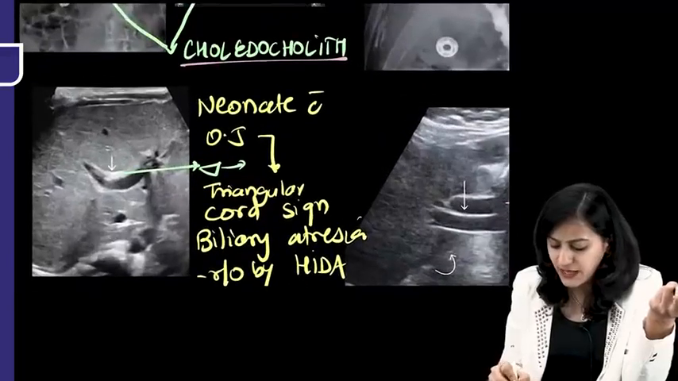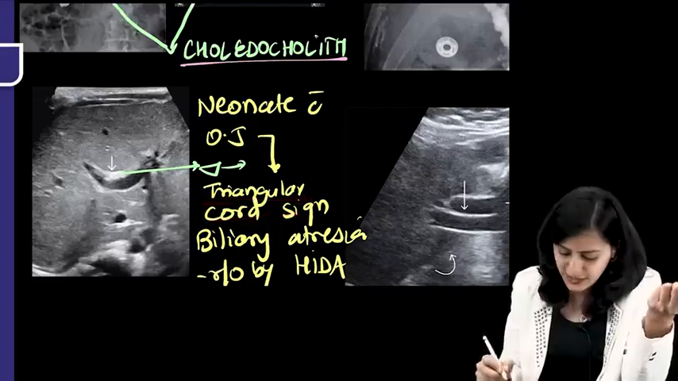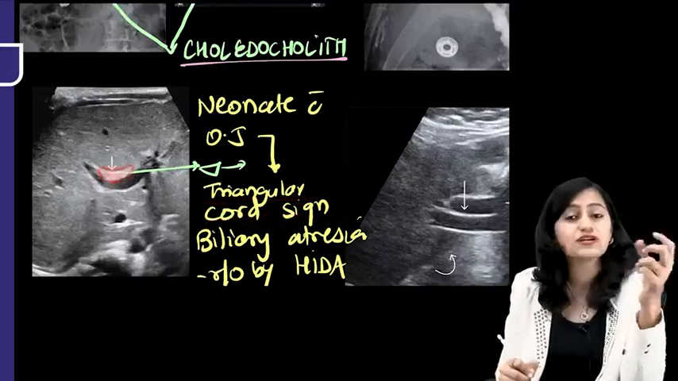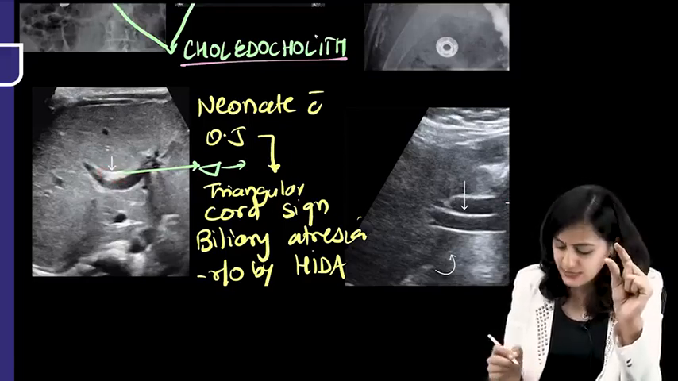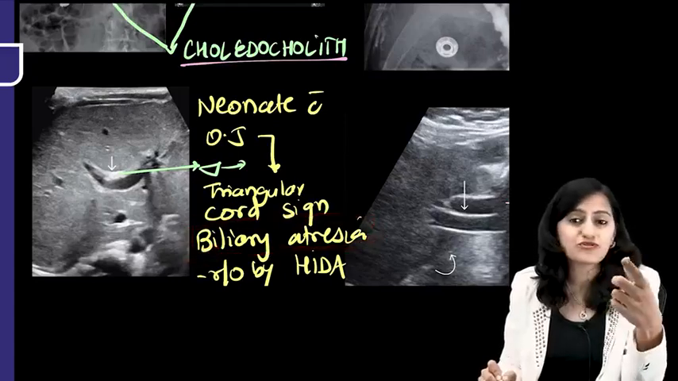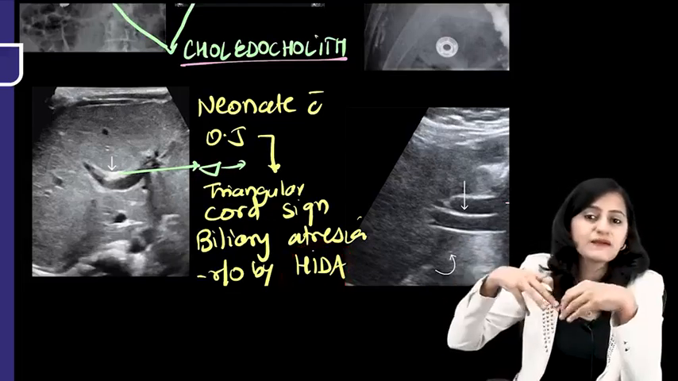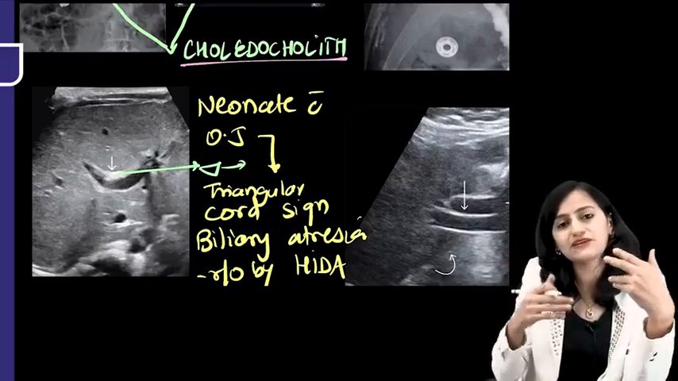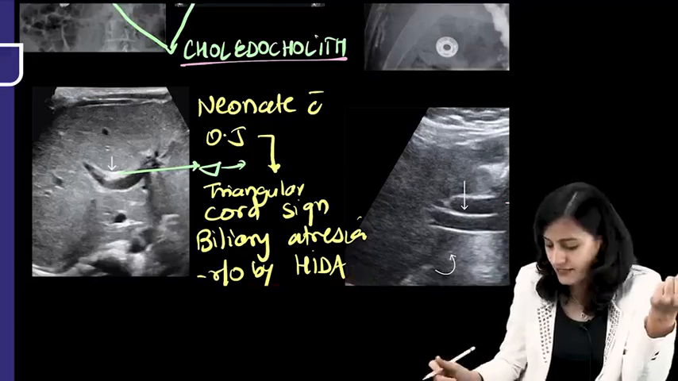What is the condition where, in a neonate with obstructive jaundice, you get the triangular cord sign on ultrasound? At the porta, in front of the portal vein, you see this triangular cord sign, which represents a fibrosed area of the bile duct. That is biliary atresia. And we rule out biliary atresia by HIDA. If you see the HIDA coming into the bile duct and into the duodenum, we know that the biliary tract is patent.